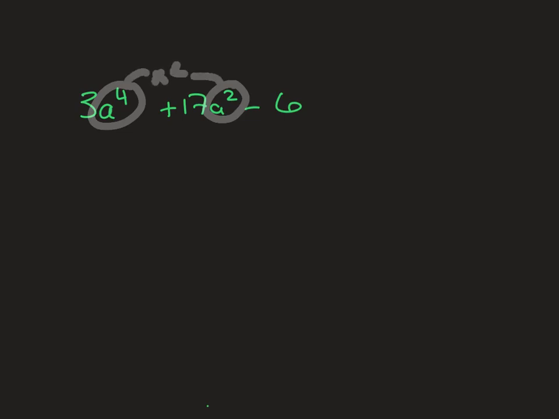Okay, so I'm making up a problem. Let's try to factor 3a to the 4th plus 17a squared minus 6. So again, I have this difference of powers where I take this one and I multiply by 2, and that gets me to this one. So I'm going to do that U substitution thing. I'm going to let U equal a squared. So U squared would be the same thing as a to the 4th. 3u squared plus 17u minus 6.